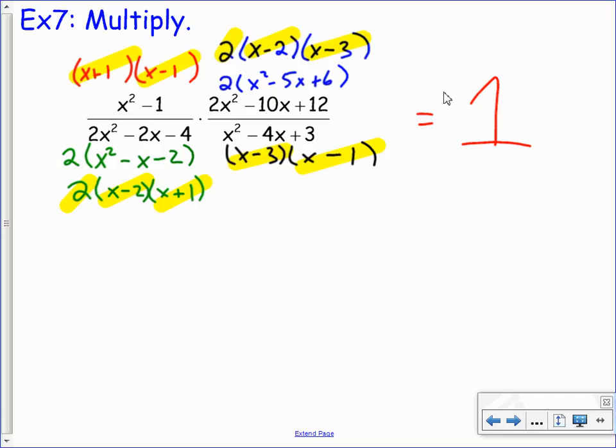Since you're multiplying straight across, this is just one big old fraction.